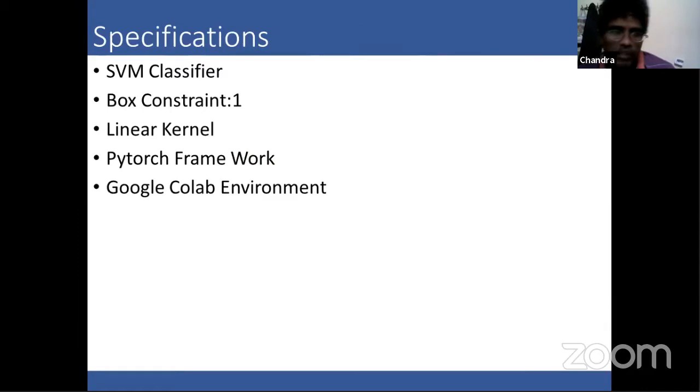I've used an SVM classifier with a box constraint of one. These are the specifications of the classifier that I've chosen, a linear kernel. I've used the PyTorch framework in the Google Colab environment, and the inferencing took almost no time, just a few seconds, so it's very fast. And the trainable parameters are less than 10 million. So battery-wise, it is easy. It doesn't take much power from the battery, because the number of flops is also very low with this.